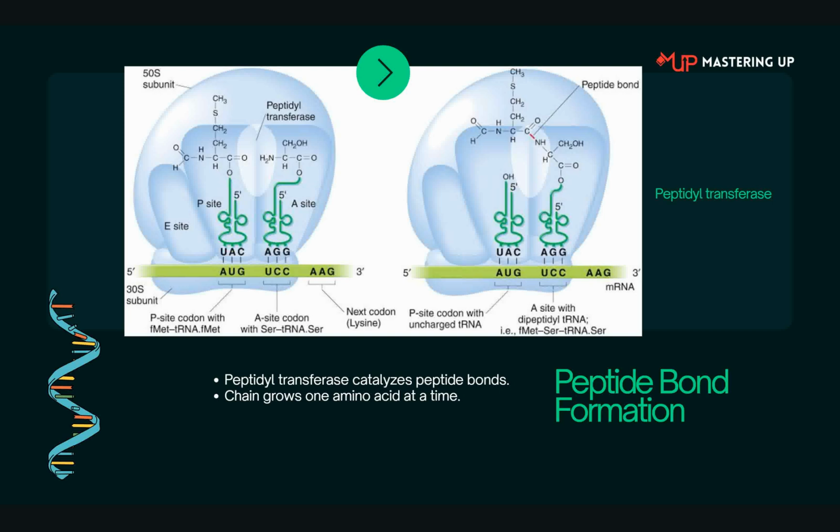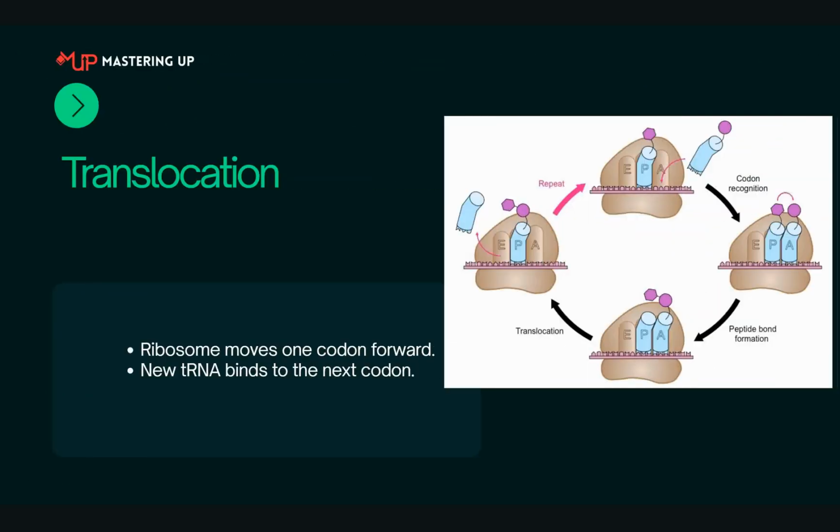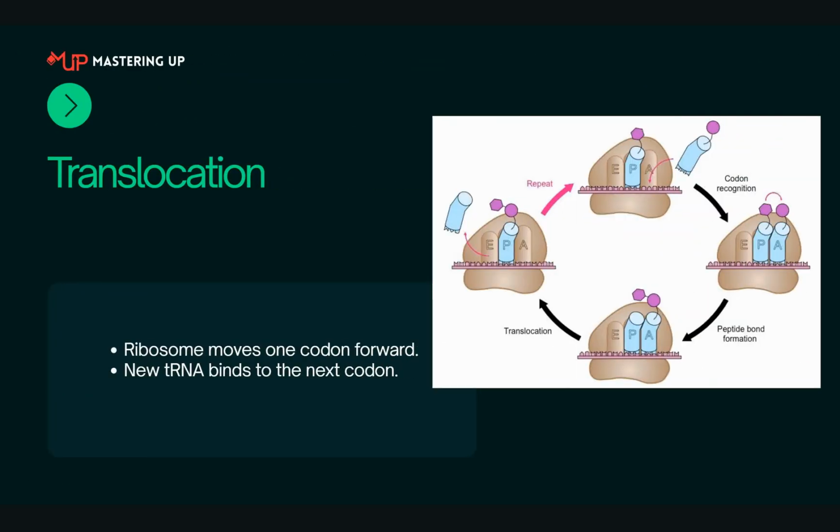So we have seen that the tRNA moves from the A site to the P site. Now that process is called translocation. Once the bond forms, the ribosome shifts over by one codon, a movement called translocation. The empty tRNA exits, and a new tRNA brings in the next amino acid, thus the cycle is continued.